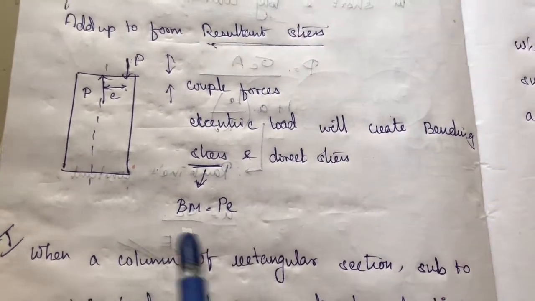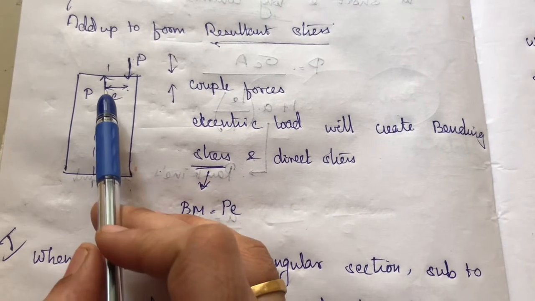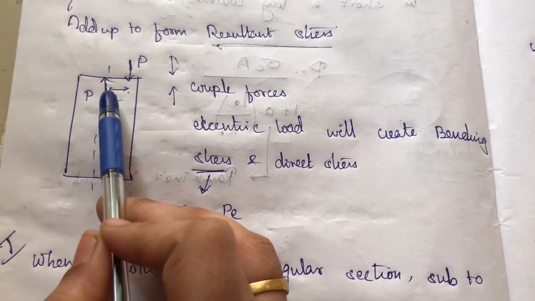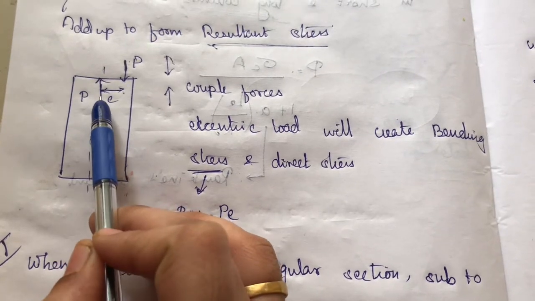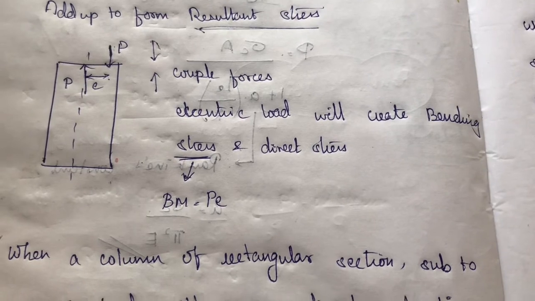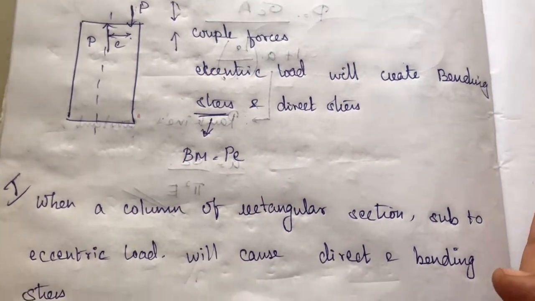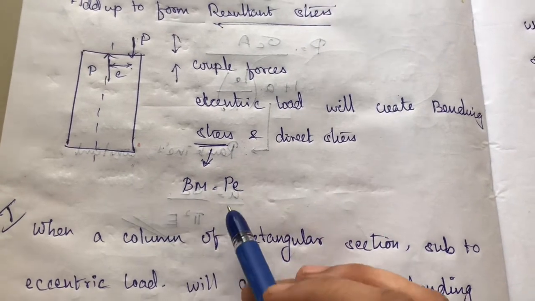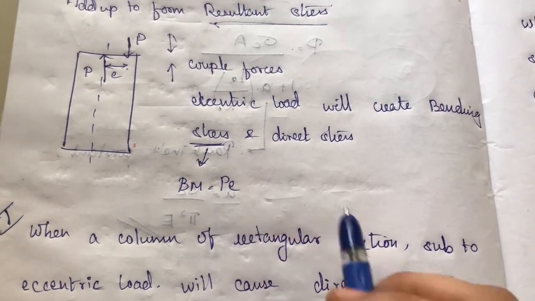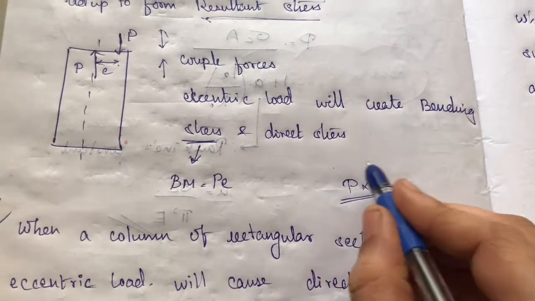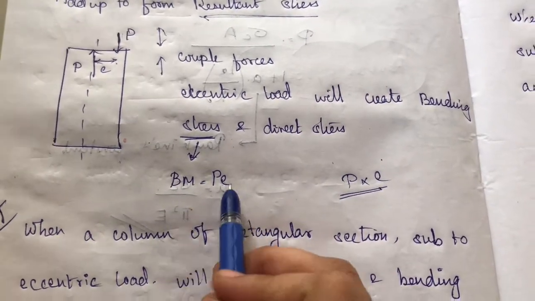So both of them create the load, because it is not actually acting along the axis. It is somewhat at a distance e from the axis. Okay, so here the bending stress will be produced by the bending moment, which is nothing but P into E. Bending moment is load into distance, right? So load into distance is PE. So this is the bending moment.